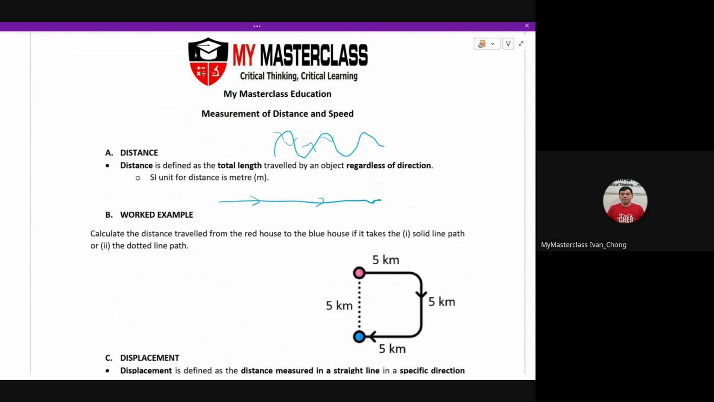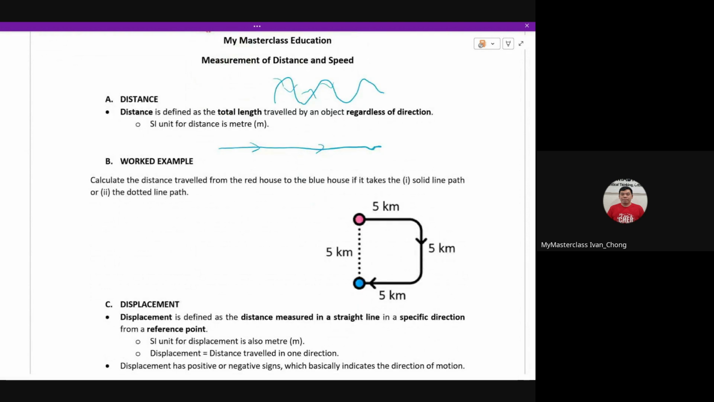So when we say distance, basically we just want to know how much did we travel, how far did we travel. So you can see over here, if we are going to travel from the red house, so this is your starting point, all the way to your ending here, right? Now, if we take path number 1, you will notice that we will travel 5 kilometers, 5 kilometers, and another 5 kilometers, right? So in total, we are going to travel 5 plus 5 plus 5, 15 kilometers.